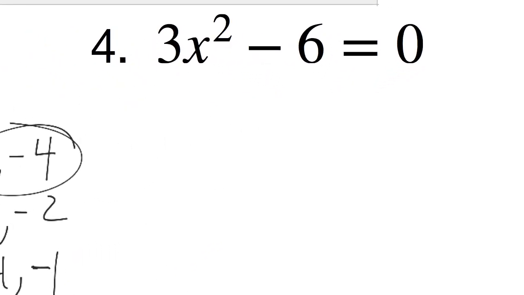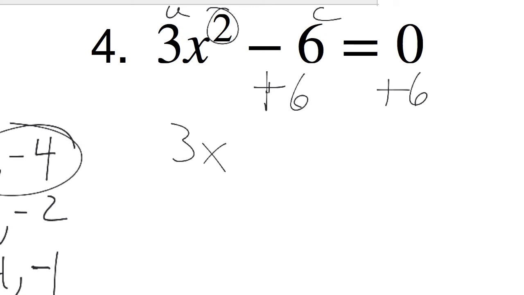Let's solve this one. I notice here that there is a squared term. There's no b value. There's only an a value and a c value. So I'm just going to undo the order of operations. So I'm going to undo the subtraction with addition. Plus 6. So we get 3x squared equals 6. I'm going to undo the multiplication next, because we're going in reverse PEMDAS order.